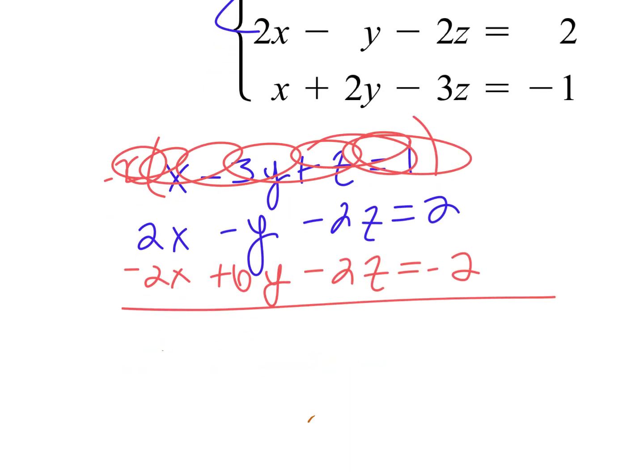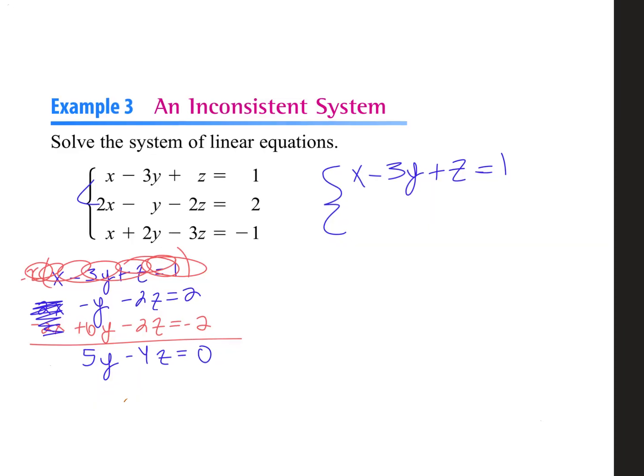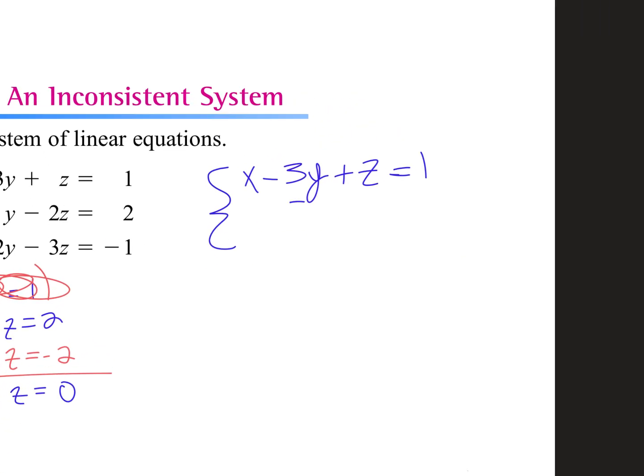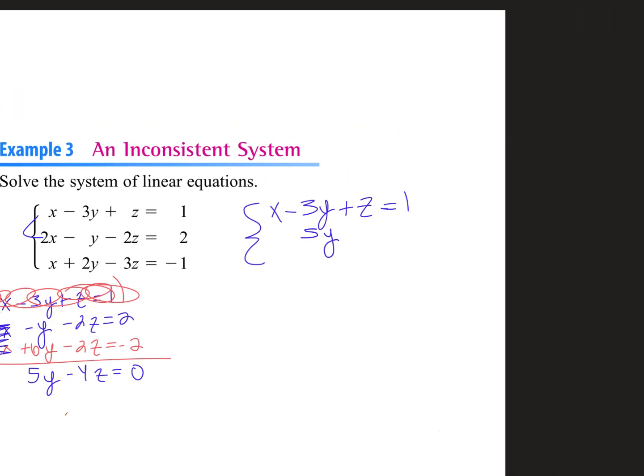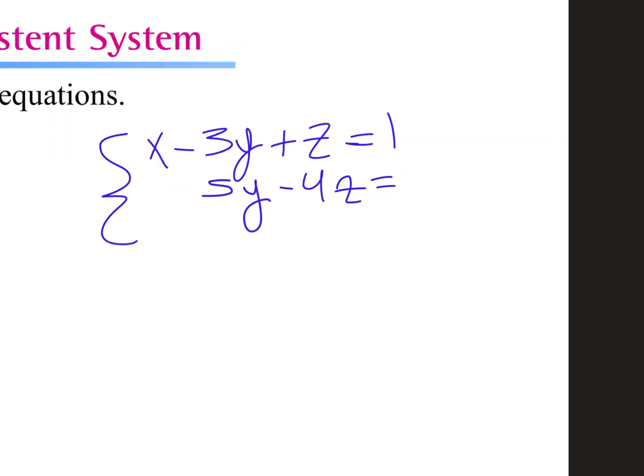Combine your x's. What happens with 2x and negative 2x? Cancel. What's negative y plus 6y? 5y. What's negative 2z and a negative 2z? Negative 4z equals, what's 2 minus 2? 0. Okay, there's your second equation. 5y minus 4z equals 0.